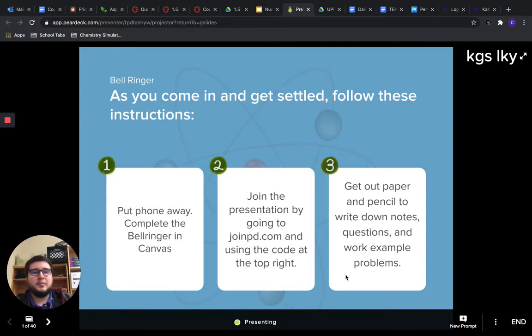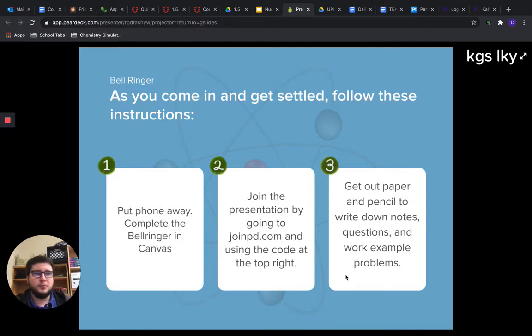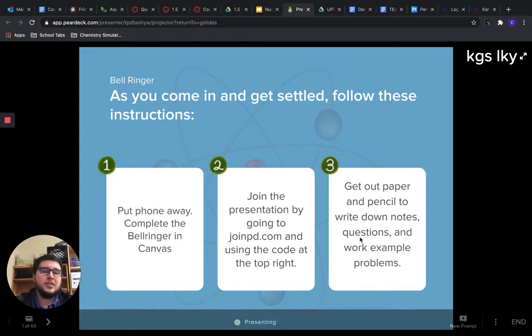And then finally, get out paper and pencil to write down notes, questions, and to work example problems as we go through the lesson, because the more you write, the more you remember.